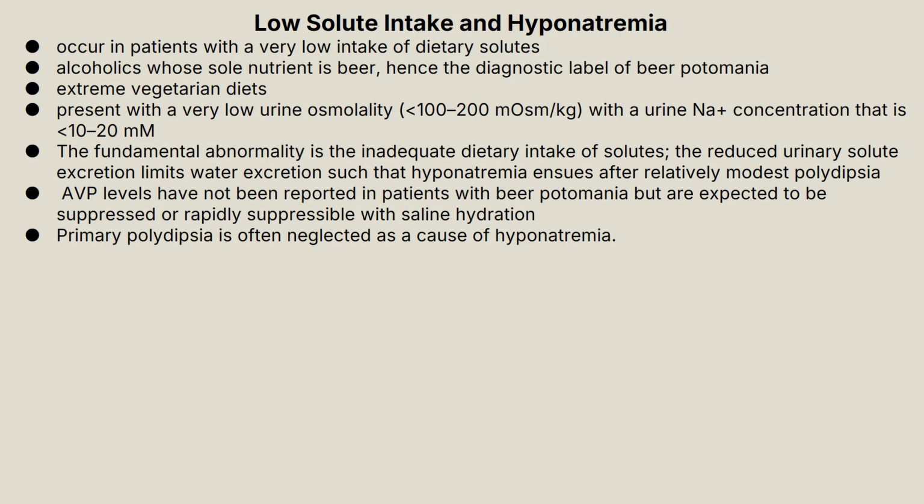It also occurs with extreme vegetarian diets, and these types of patients present with very low urine osmolality of less than 100 to 200 milliosmoles, with a urine sodium concentration that is less than 10 to 20 millimoles. The fundamental abnormality is the inadequate dietary intake of solutes. The reduced urinary solute excretion limits water excretion, such that hyponatremia ensues after relatively modest polydipsia. AVP levels have not been reported in patients with beer potomania, but are expected to be suppressed or rapidly suppressible with saline hydration.